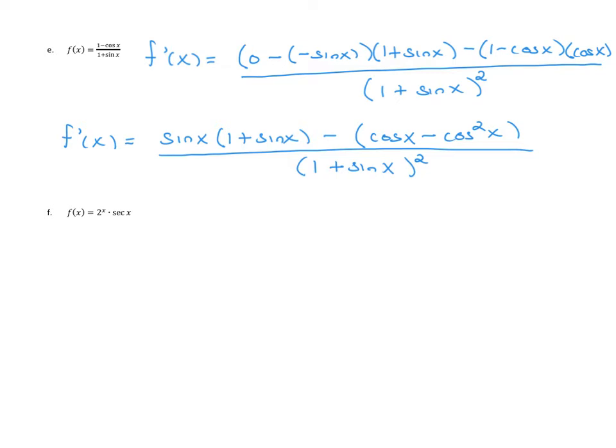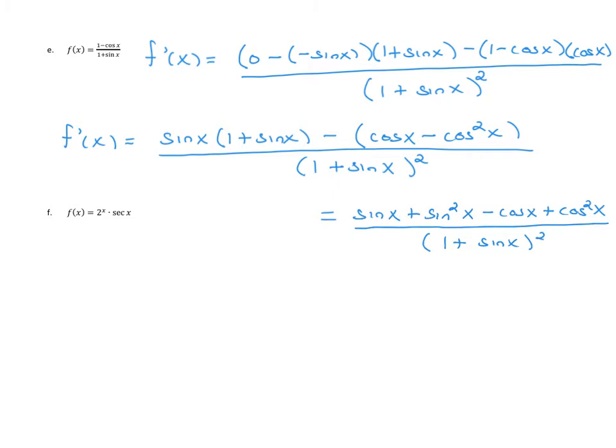Okay, to continue, I think I'm going to multiply in the sine of x. So we get sine of x plus sine squared of x minus cosine of x plus cosine squared of x, all divided by 1 plus sine of x squared. Okay, there's an identity that I'm going to use. Sine squared of x plus cosine squared of x is equal to 1.